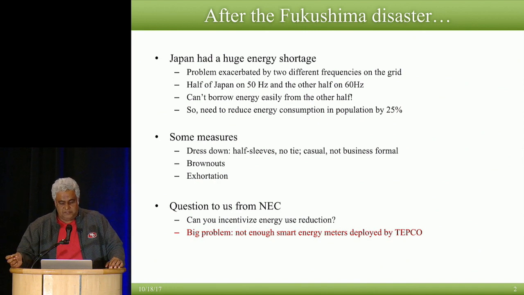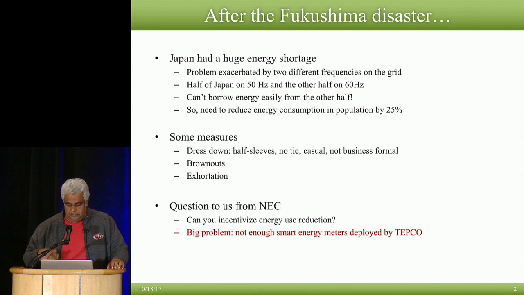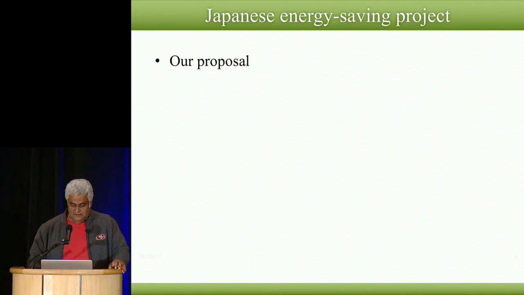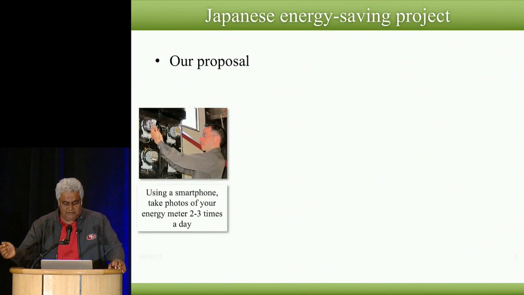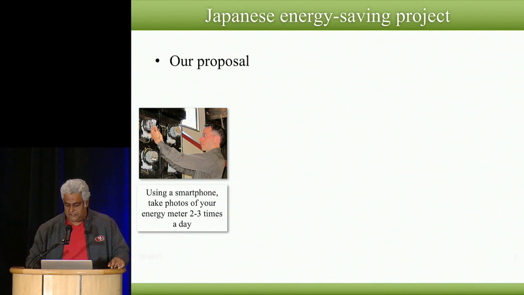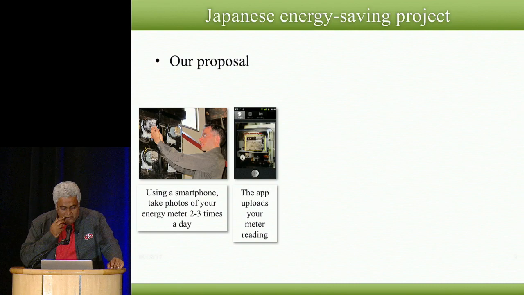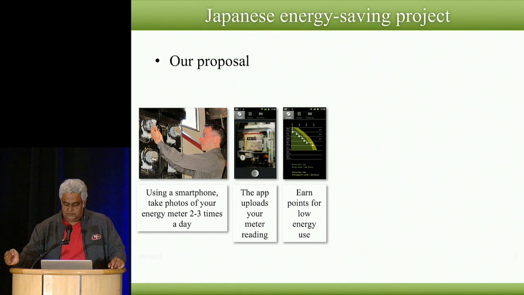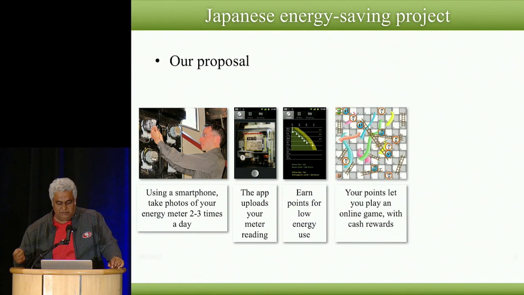What I want to share with you is the proposal, because what do you do when you don't have smart meters? Okay, how do you incentivize people? How do you measure? So our proposal is just these five pictures. Using smartphone as a sensor, take energy meter readings at least once, maybe two times a day, okay? Just take pictures. And so Damon Rishik, who's seen this picture, is the person who came up with some of the app designs, I'll tell you. And the app will automatically upload the meter reading. And you earn points for low energy use, and these points are redeemed by playing a game of chance.